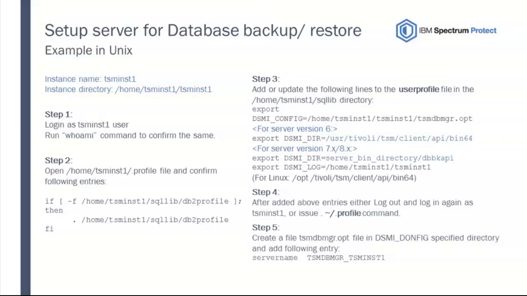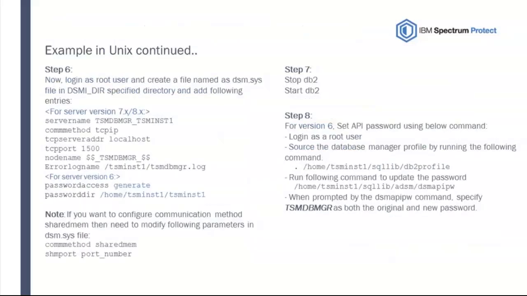Now I am moving to slide number 10 that shows step number 6. You need to create the dsm.sys file or update it. Make sure you create the dsm.sys file in the correct directory as pointed by the DSMI_DIR. In step 7, you need to stop and start db2, so whatever changes we have done in previous steps will be applied at the db2 as well as OS side. Step 8 is only required for version 6 because we have to set the password in TSM server version 6.